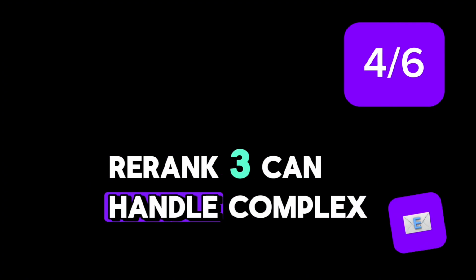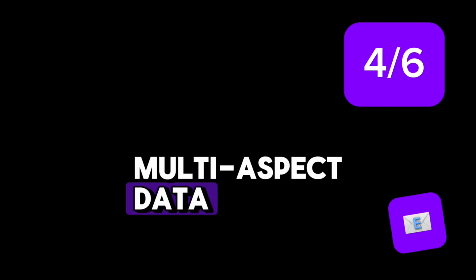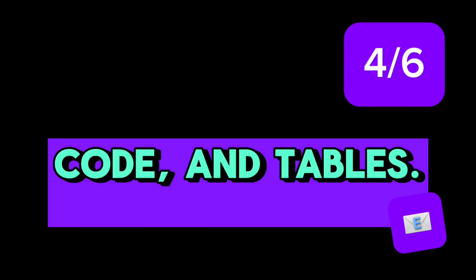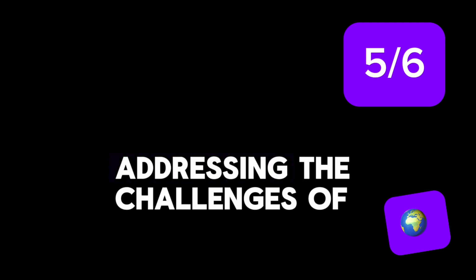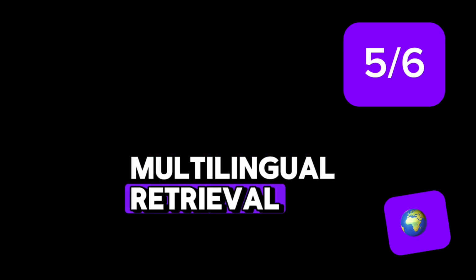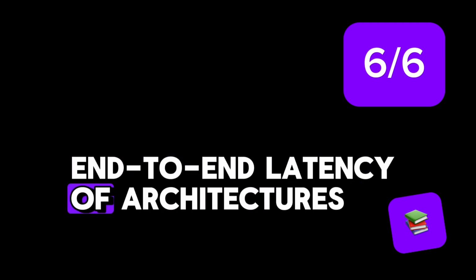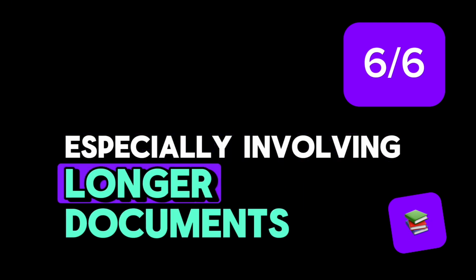Rerank 3 can handle complex, multi-aspect data like emails, invoices, JSON documents, code, and tables. It supports over 100 languages, addressing the challenges of multilingual retrieval for global organizations. The model improves end-to-end latency of architectures, especially involving longer documents.